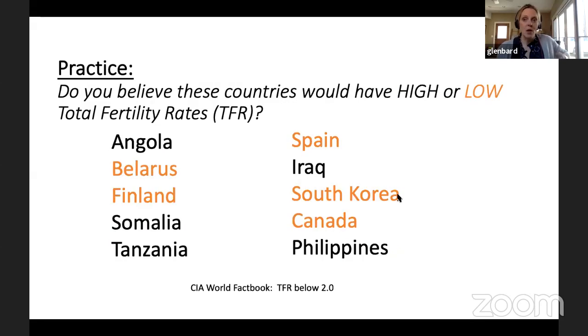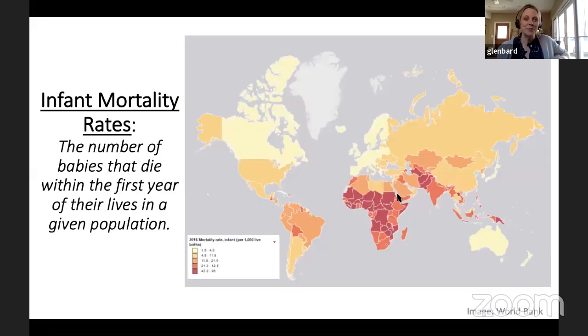Okay, so what else do we need to know? This one I find fascinating, not going to lie: infant mortality rates. So the number of babies that die within the first year of their lives in a given population. Okay, you're probably thinking I'm a little morbid. I'm not trying to be morbid. Why I find this one so interesting is this actually tells us so much more about a country than just the number of babies that live past their first year.